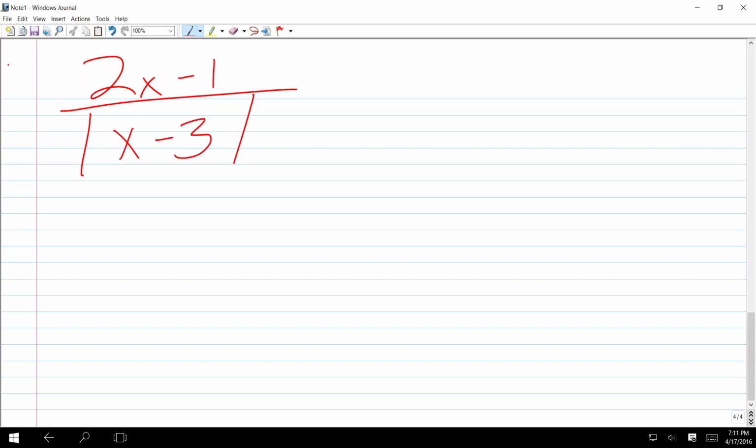All right. So I have 2x minus 1, and then all over the absolute value of x minus 3. Oh, the 3 is on the outside of the absolute value. And we want the limit of this as x goes to infinity again. Mm-hmm. And negative infinity.